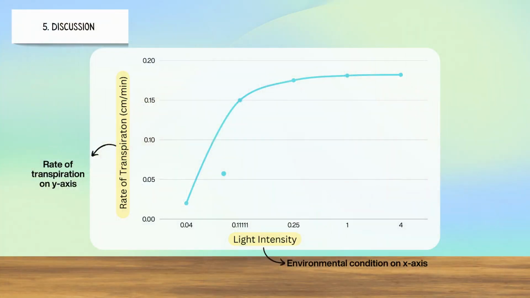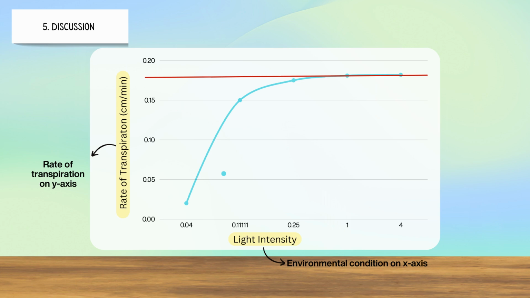Finally, we can plot a graph with the environmental condition, such as light intensity, on the x-axis and the rate of transpiration on the y-axis. This visual representation helps identify how each factor affects transpiration rate. In this case, we can see that increasing light intensity increases the rate of transpiration at first, before plateauing at around 0.18 centimeters per minute.